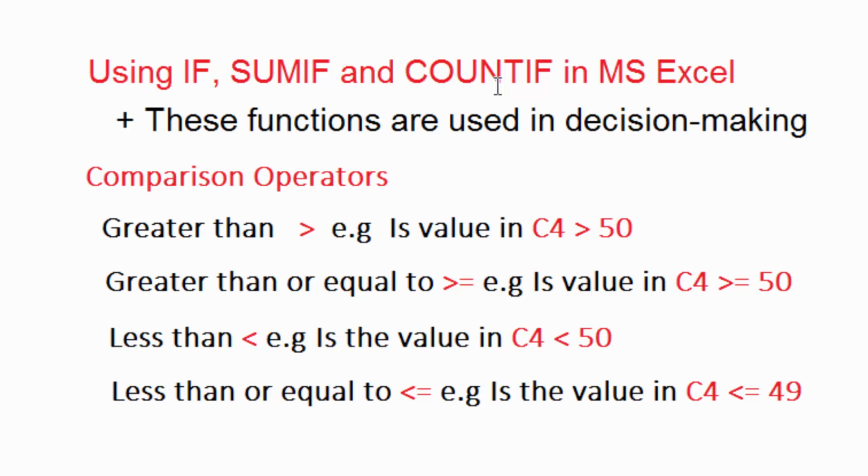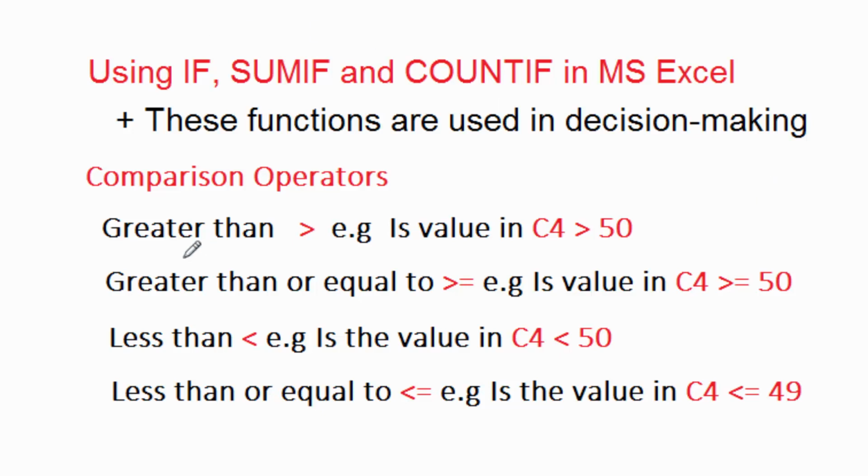analysis. And before I discuss further the if, SUMIF and COUNTIF, in the decision making process we use comparison operators, and we have four main types which are normally used, and these operators are used within the if, SUMIF and COUNTIF functions or in any other decision making functions which I will not cover in this lesson. I will go ahead and discuss the comparison operators.